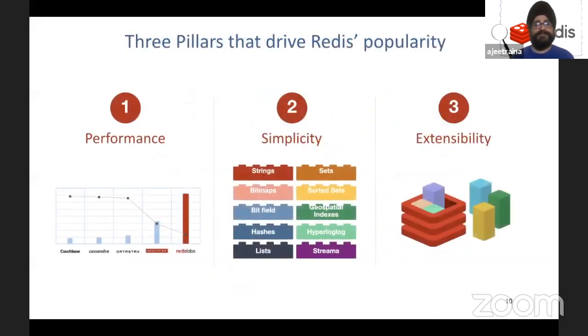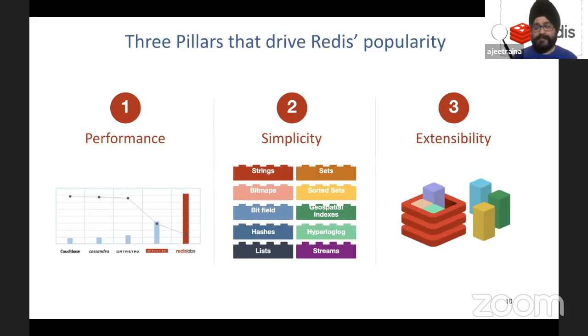Now there are three pillars which drive Redis popularity: performance, simplicity, and extensibility. When we say performance, there are two important factors which come into the picture. One is throughput and the other one is latency. The way you are trying to access your data and how fast you are accessing it talks about the throughput and the latency respectively.